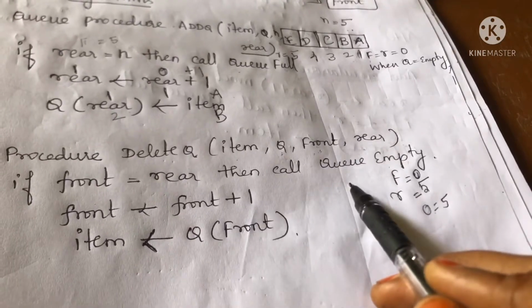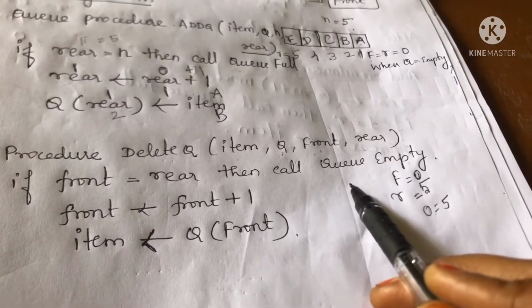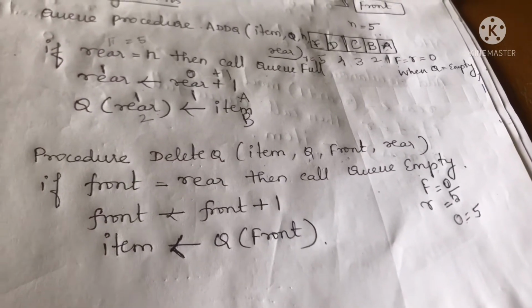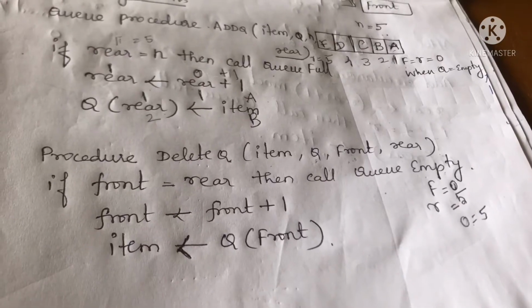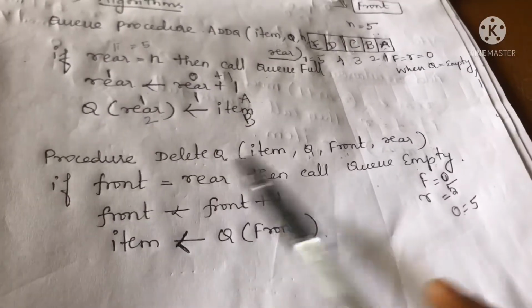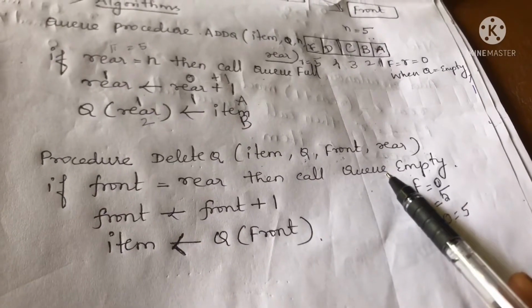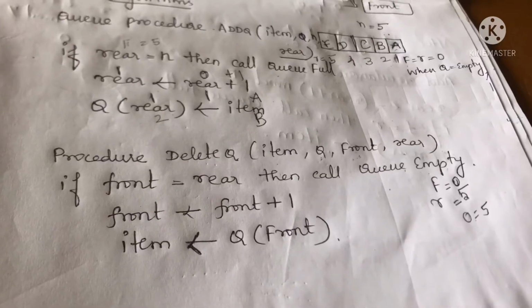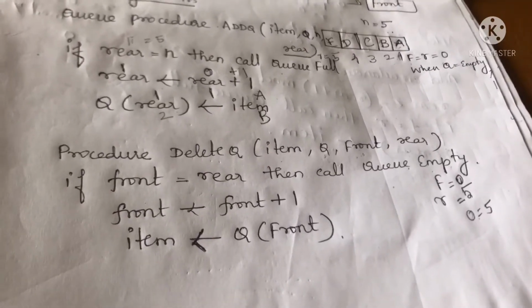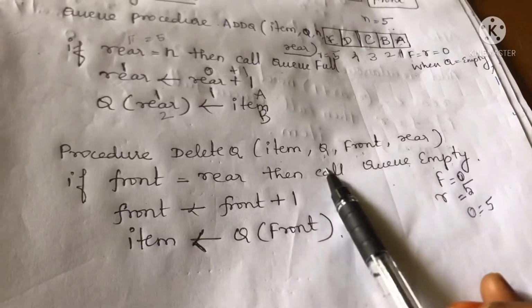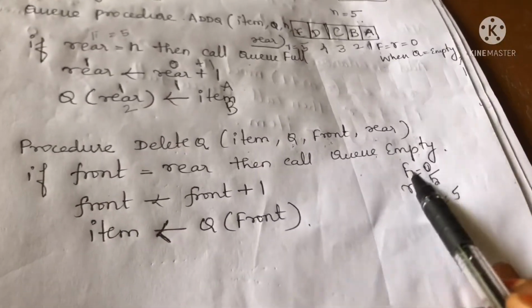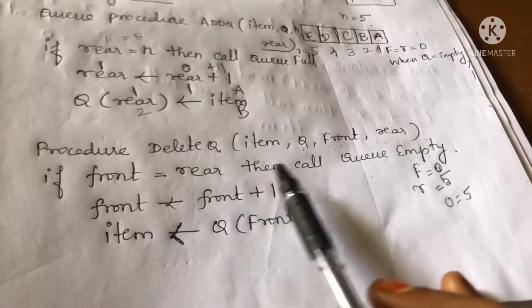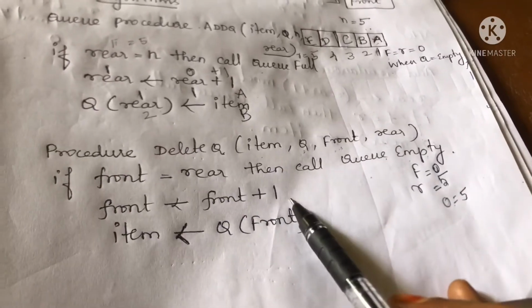If Q is empty, we can't delete items. If there are any items in the queue, then only we can delete from it. Otherwise, we can't do anything in this queue. So, first check if Q is empty or not. If empty, no deletion process. If there are items in the queue, then only we delete an item from the particular queue. Front value is 0, rear is 5, 0 equal to 5, the condition is false. Then move to the next.